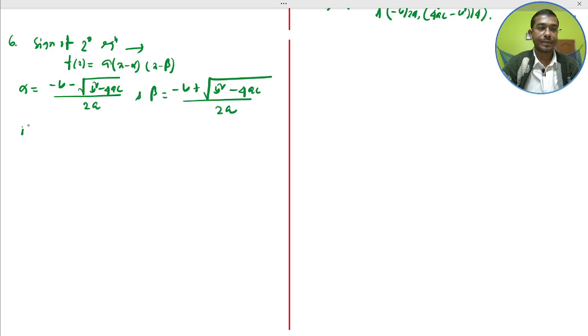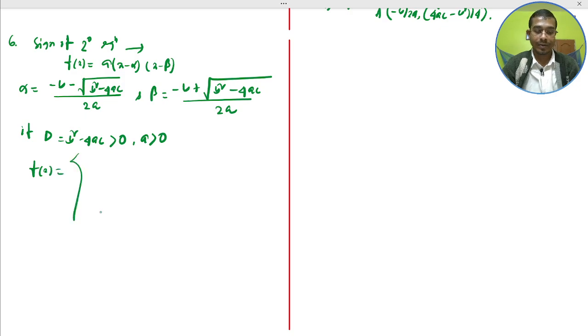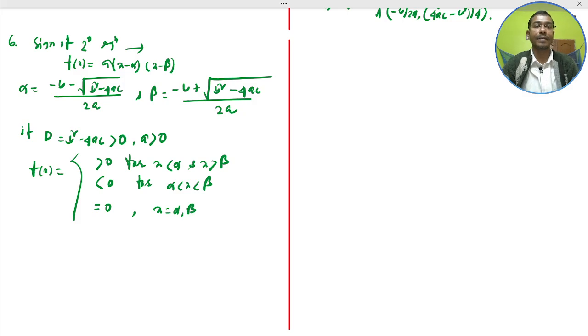So if D, which is equal to b square minus 4ac, is greater than 0 and a is greater than 0, then the function would become greater than 0 for x less than alpha and x greater than beta, less than 0 for alpha less than x less than beta, and equal to 0 for x equal to alpha, beta, which are the roots.